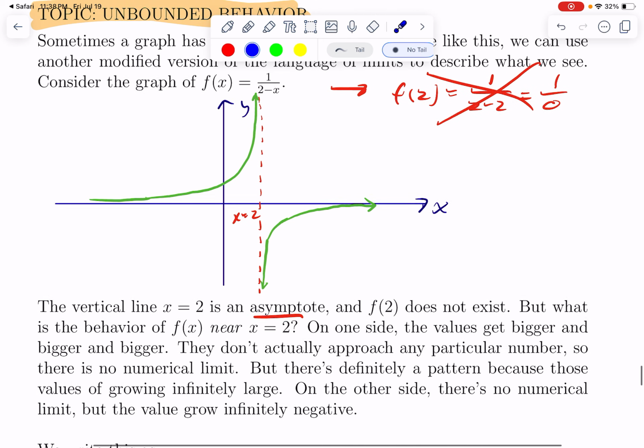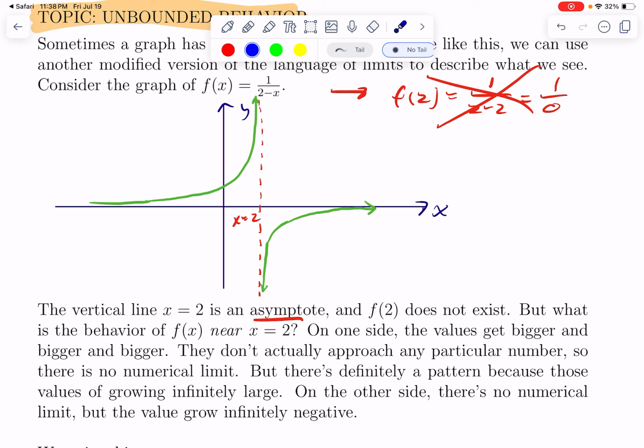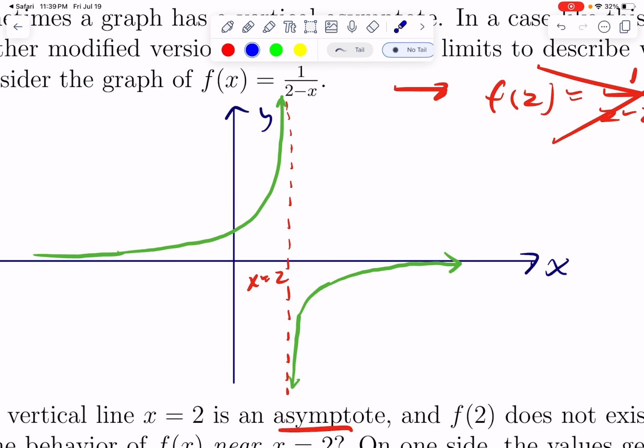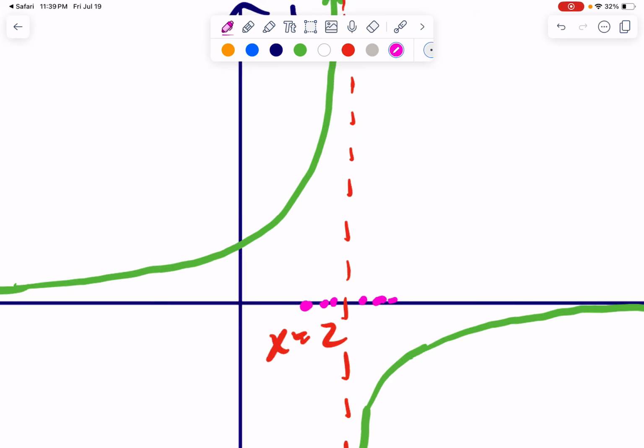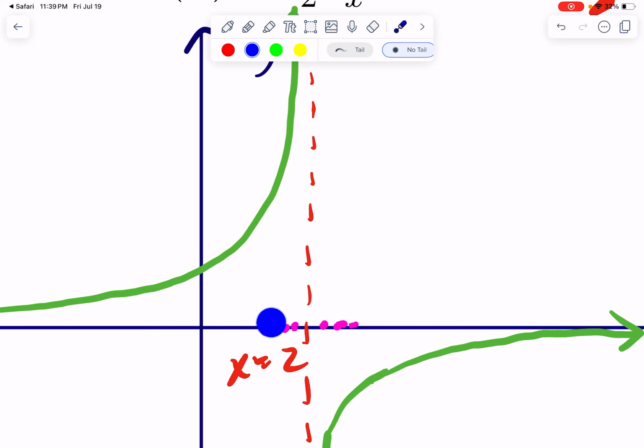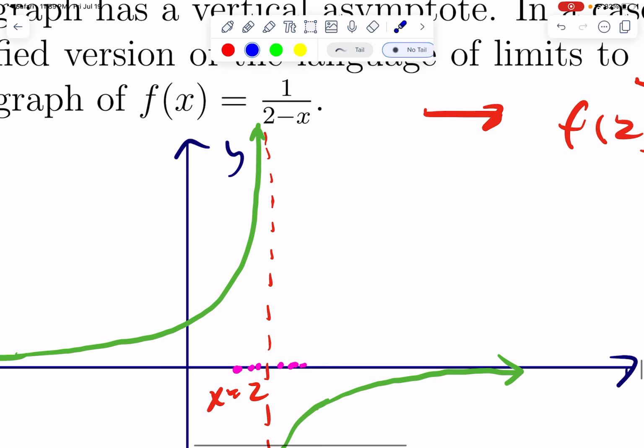Well, we can still describe what we're seeing near x equals 2 using the language of limits. If x is a little bit smaller than 2, we can think about where the points are just on the number line. Here are some places where x is slightly smaller than 2, and they would correspond to points like so on the graph. As x is getting closer and closer to 2, these y values are getting bigger and bigger and bigger, and they never stop. Eventually, they're bigger than 100. Eventually, they're bigger than 1,000. Eventually, they're bigger than a billion. They grow without bound, is the formal way of describing this.